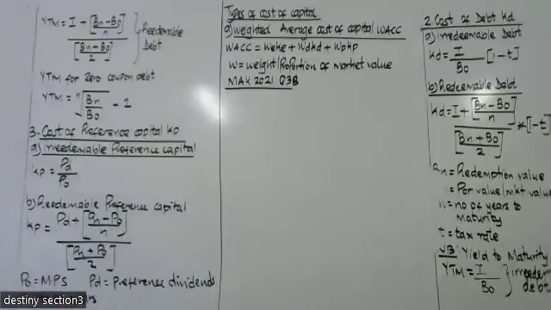But remember, the formula for equity is used when you're determining the cost of ordinary shares and when you're determining the cost of retained earnings. Different thing, retained earnings do not have flotation cost.